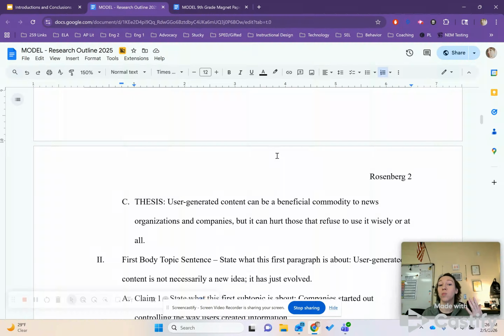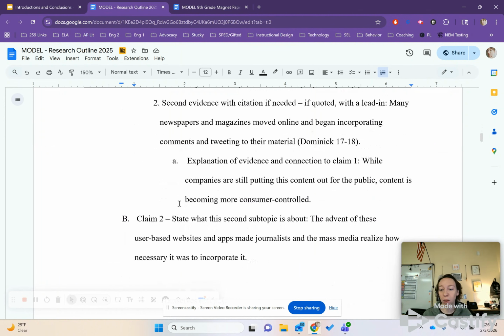And then I can get into my thesis. User-generated content can be beneficial commodity to news organizations and companies, but it can hurt those that refuse to use it wisely or at all. So I'm clearly going to be explaining both sides of it and how it can be beneficial and how it can hurt if you don't use it, right? And then I have the rest of my paper.